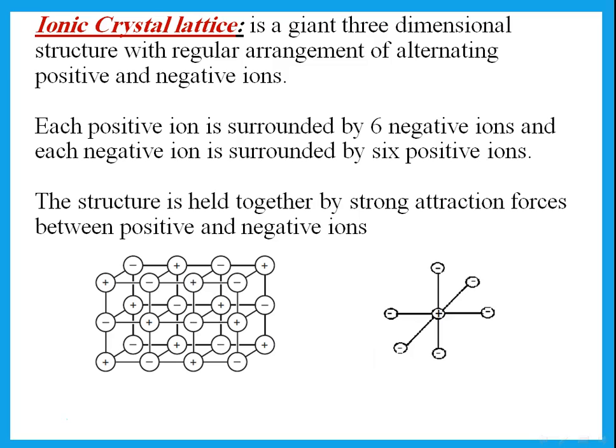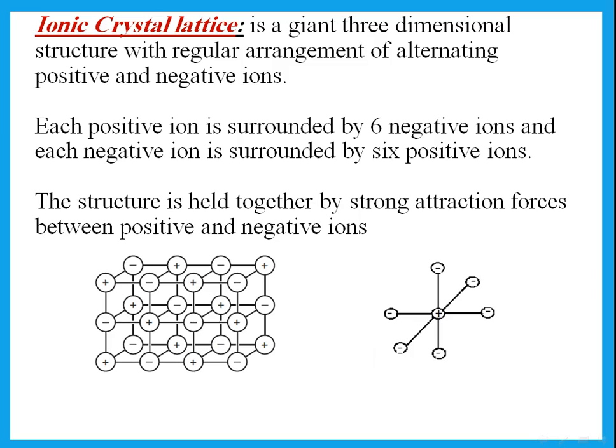Actually, I have a giant 3-dimensional structure with many sodium ions and many chloride ions, and they are arranged alternately, 1 positive, 1 negative, 1 positive, 1 negative, and that means that each positive ion will be surrounded by 6 negative ions, and each negative ion is surrounded by 6 positives. Can you understand that? So each positive ion has negative ions top, bottom, right, left, behind, and in front. So there are 6 negative ions.